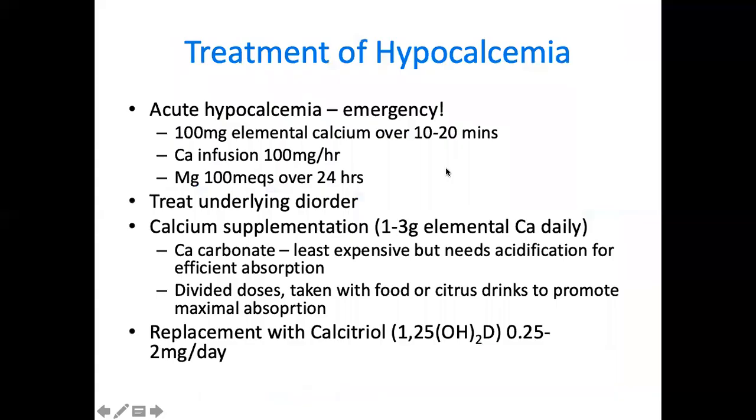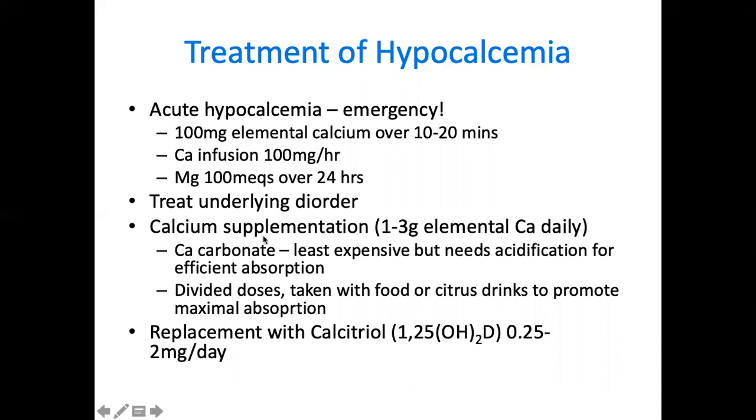So how do we treat patients with hypocalcemia? Most of the cases are usually mild. But if the patient develops acute hypocalcemia, this is an emergency because patients can go into fatal arrhythmias or seizures. You can give 100 milligrams of elemental calcium over 10 to 20 minutes, usually in the form of calcium gluconate, the IV form of calcium, coupled with magnesium, over 24 hours. And of course, you have to treat the underlying disorder.